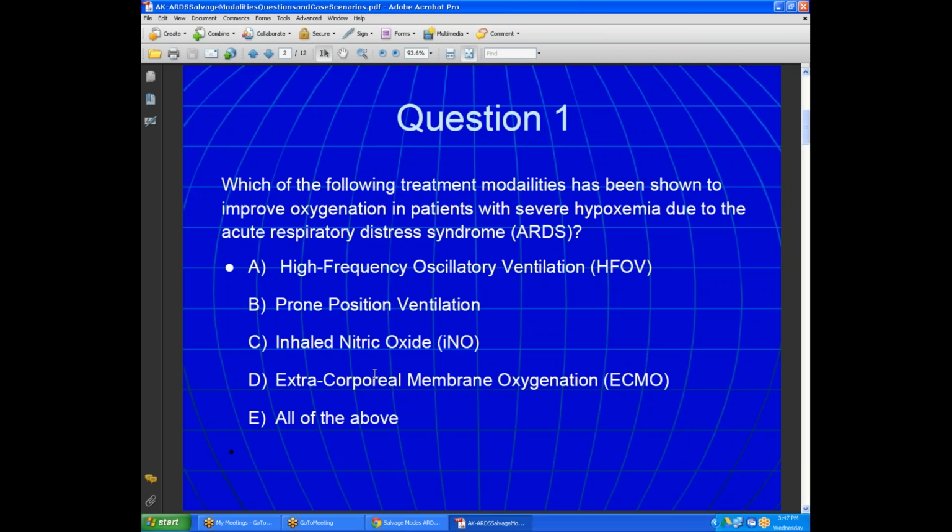ECMO, which, as centers go, we use a lot of, and you will actually see. But the answer here is all of it. So the other things we could think of that improve oxygenation in ARDS, anyone else? What are other things that we could do that have been shown to improve oxygenation?